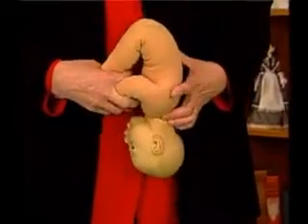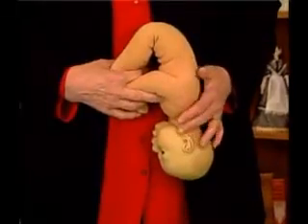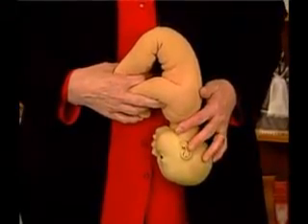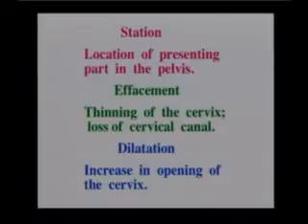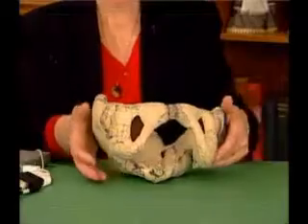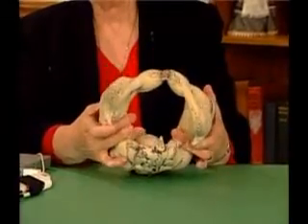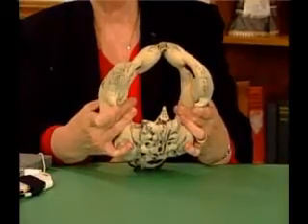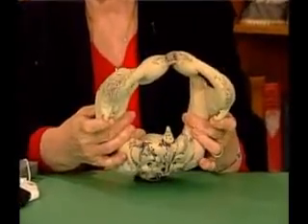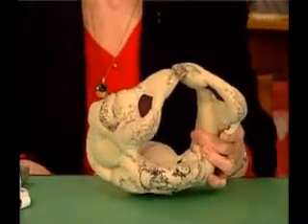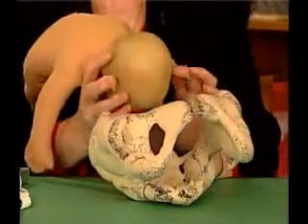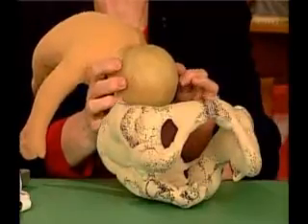So second stage is usually longer and more painful with a posterior presentation. It's important that you understand the terms station, effacement, and dilatation. Station refers to the location of the presenting part in the pelvis, and usually we're talking about the baby's head. And we're talking about where it is in relationship to the ischial spines, these little pointy things here.